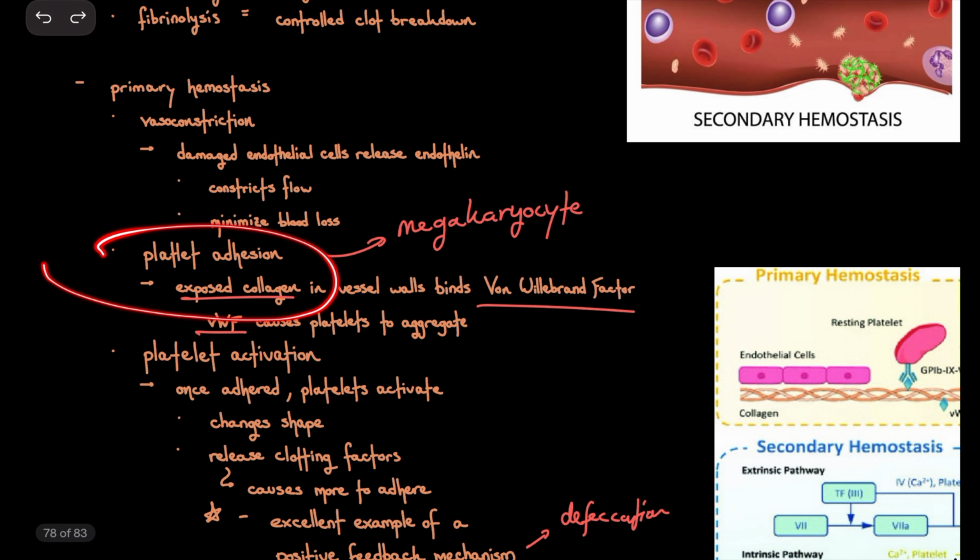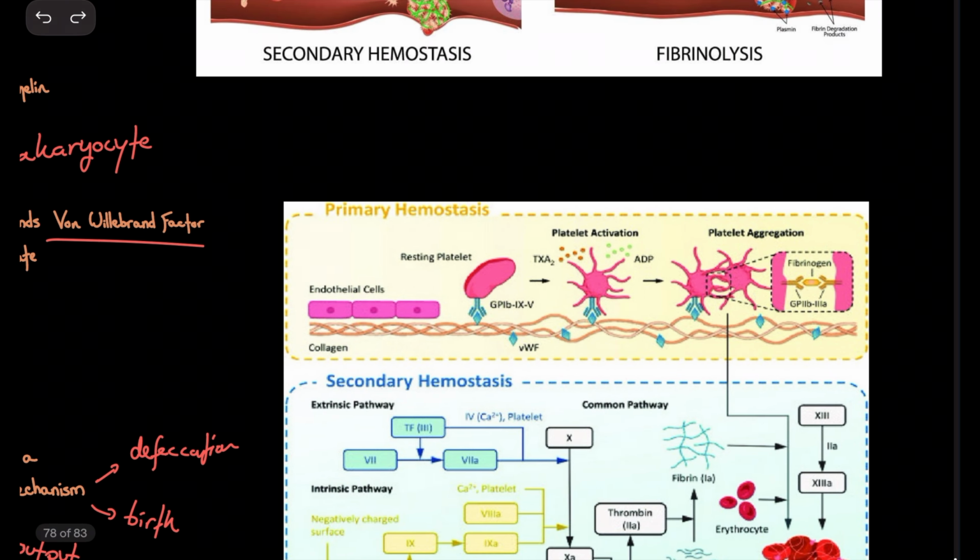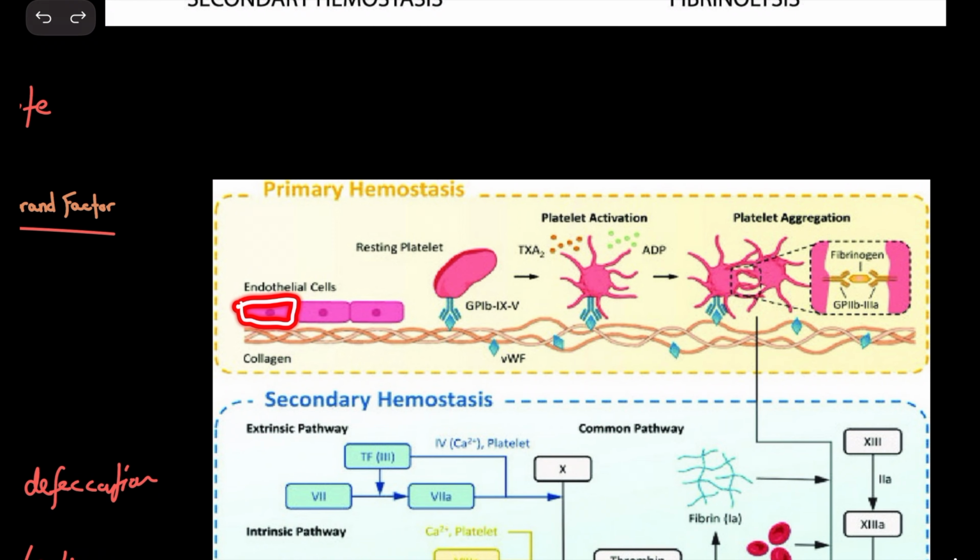Next, platelet adhesion. Exposed collagen in the vessel walls is going to bind this cute factor here. Let's look at this diagram. This is my blood vessel wall, and within the wall are my fibers, my supportive mesh network. Think of behind your drywall: you're probably going to find electrical work, AC stuff, internet stuff, things that shouldn't be exposed to your inside space.